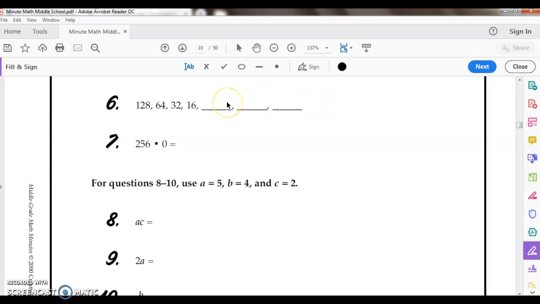Six, we're just reducing down to find the next set of numbers. So that's going to be 16. Once we reduce that, you're going to reduce that to 8. And then reduce it again, it's 4. Reduce it again to 2.